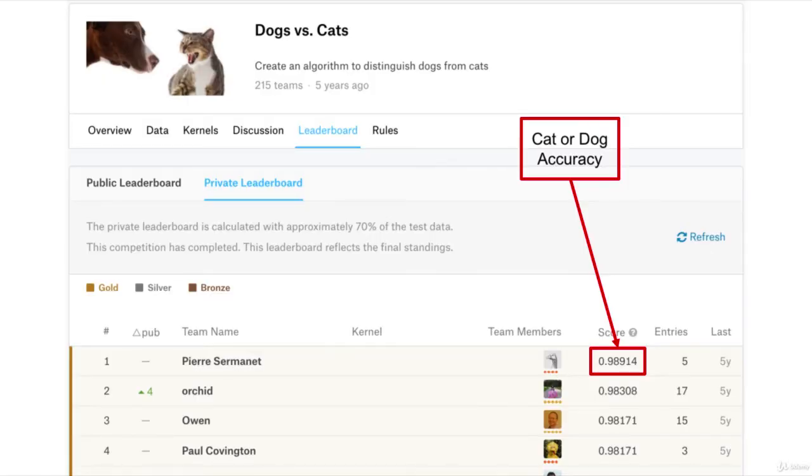Neural networks show amazing performance in many tasks. In 2013, Kaggle, the biggest machine learning competition platform, hosted a Dogs vs Cats challenge. The task was to classify whether there is a cat or a dog in the photo, and the accuracy of the winner's model was almost 99%.